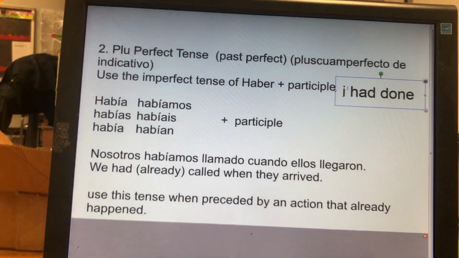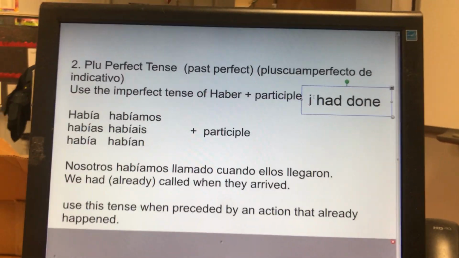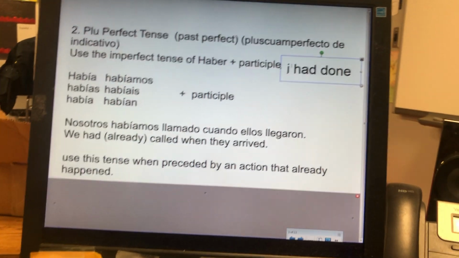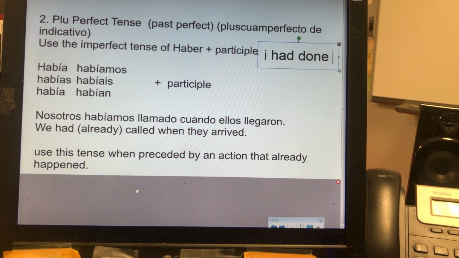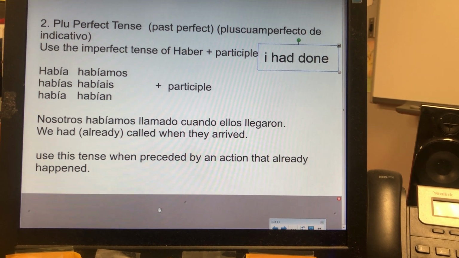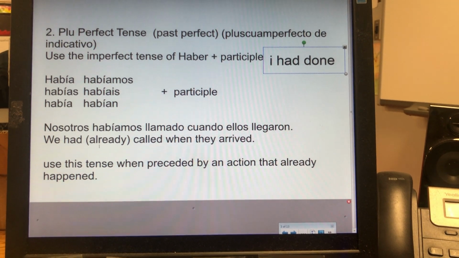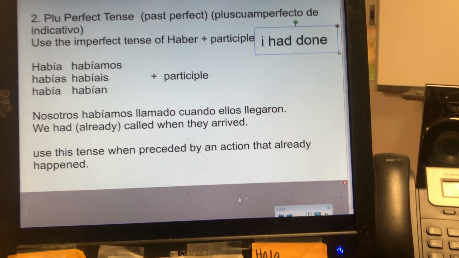Okay, so this is for to have done something in the past. I had done something. We had already called when they arrived. This is when you want to say it in the past tense. The difference is between we have called and we had called.